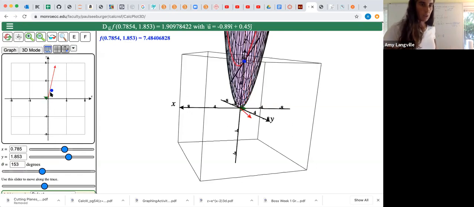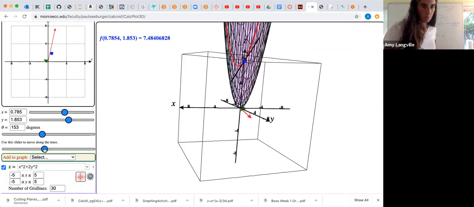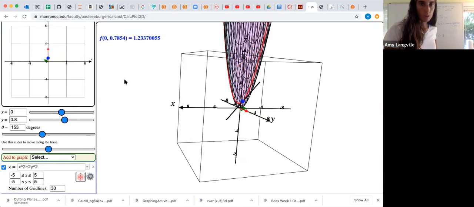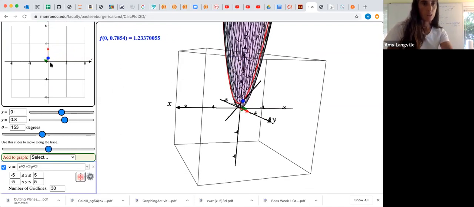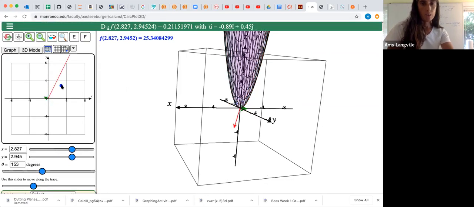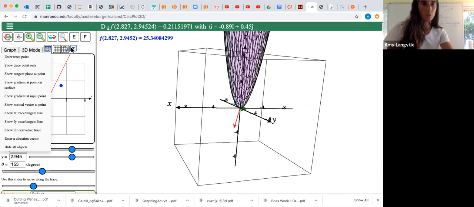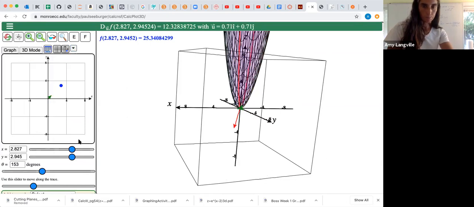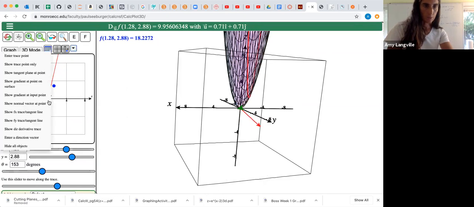And so at your particular point, it's going to show, oh yeah, there's our trace. Oh, that's pretty cool. The trace along the curve. These are as your direction vectors moving about, whatever point you're on. And you'll see your directional derivative. I need to hide all objects, get rid of some of these.